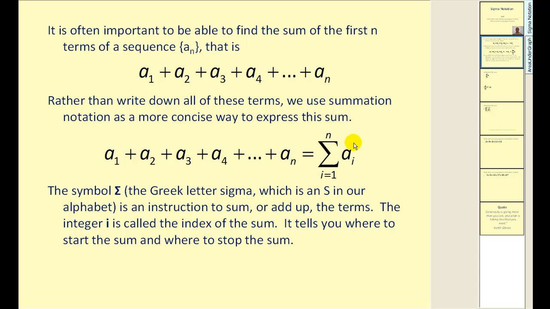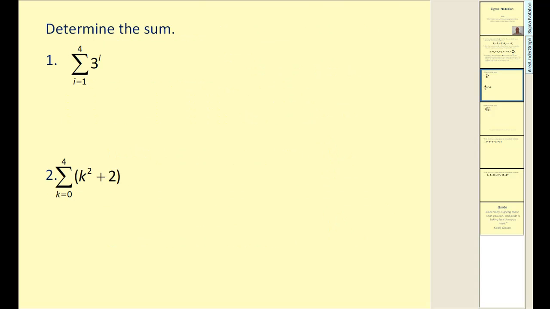This symbol here, the Greek letter sigma, which is an S in our alphabet, is an instruction to sum or add up the terms. The integer i is called the index of the sum, and this tells us where to start the sum and where to stop the sum. So essentially you can think of this as an adding machine. Let's take a look at how this works.